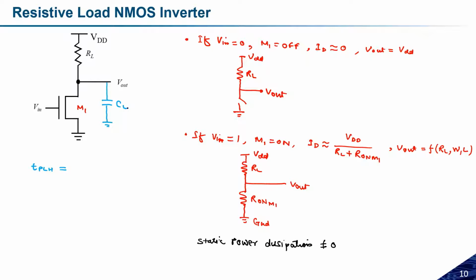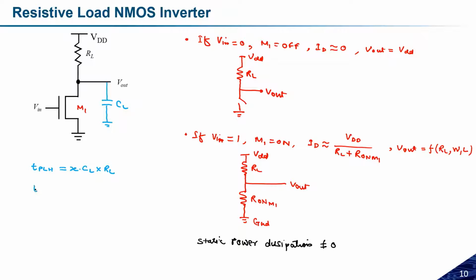So if I'm charging, there will be some constant K. What that constant is, we will discuss later on. I'm not writing the constant K because it has a different meaning. So let me write some factor X, for example. That factor X will be multiplied with CL and with RL. X times CL into RL will be the TPLH.